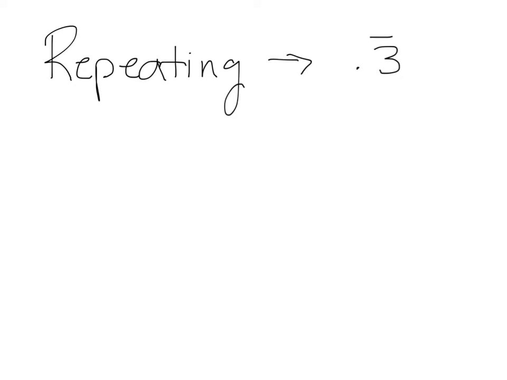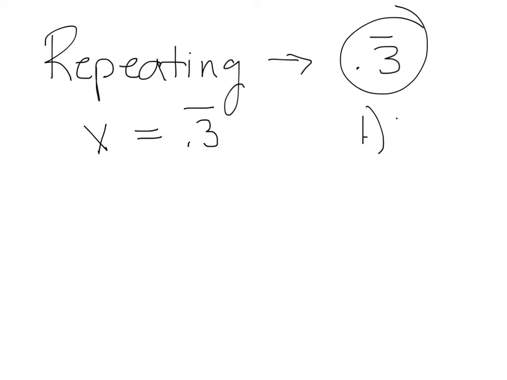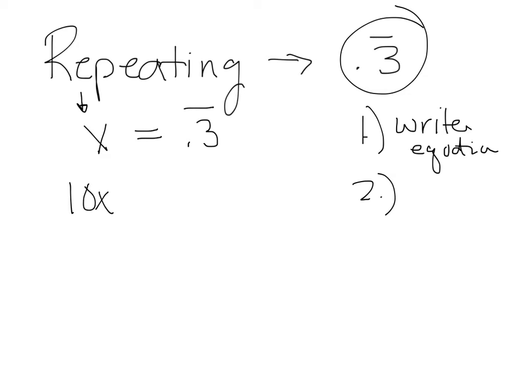The first thing I'm going to do is take the repeating decimal I'm given and write an equation that says x equals 0.3 repeating. So that's step number one: write your equation. Then I am going to take this equation and multiply both sides of it by 10. So when I take x times 10, what do I get? Well, I get 10x.